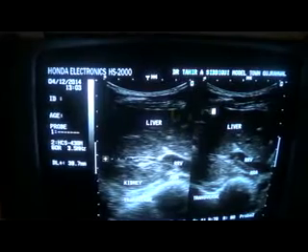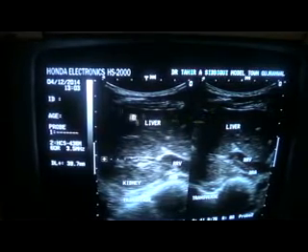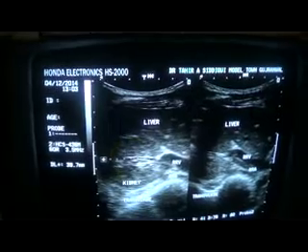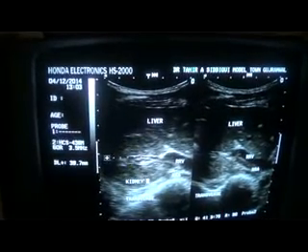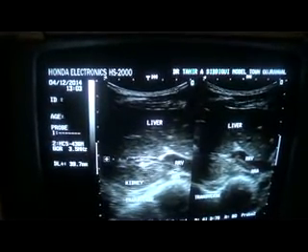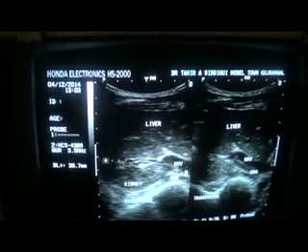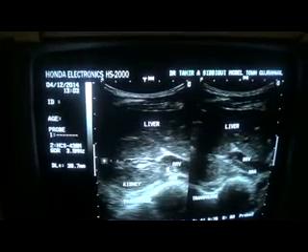Now the image frozen in front of you shows on the right side that this is the liver and this is the transverse section of the kidney, right kidney. And these are the hilar region vessels. This is the right renal vein and this is the right renal artery.